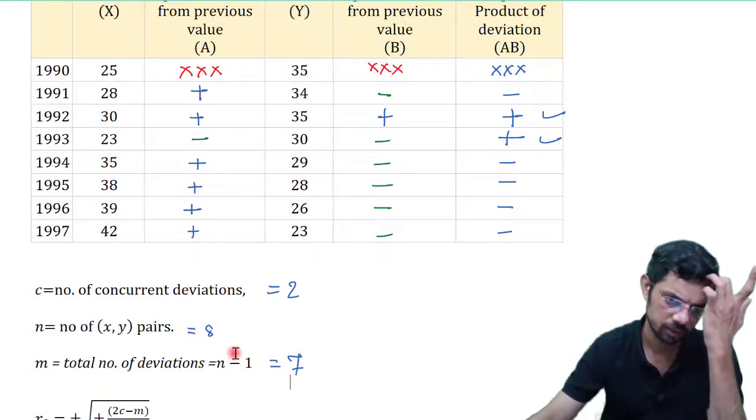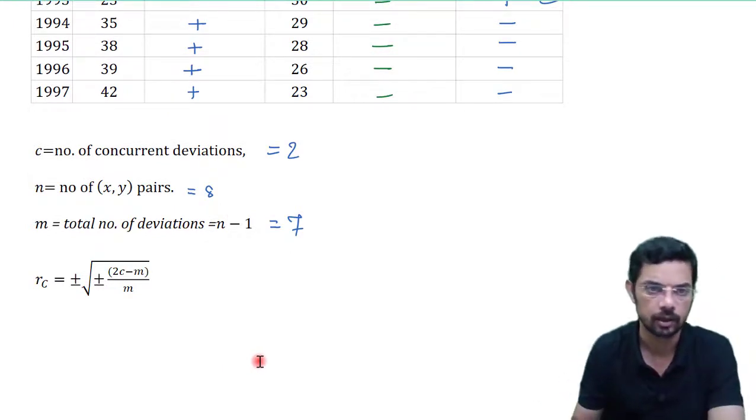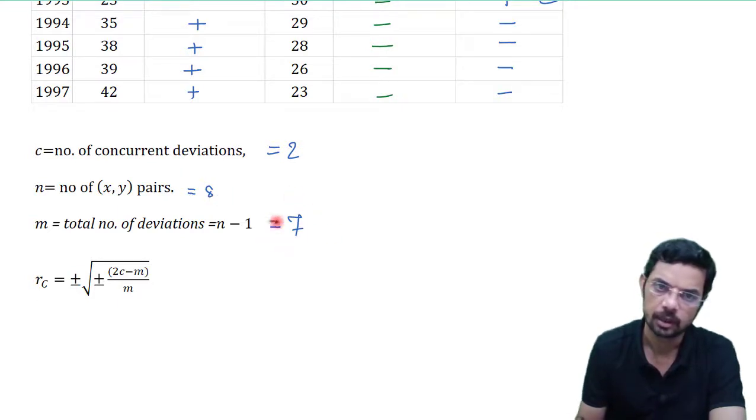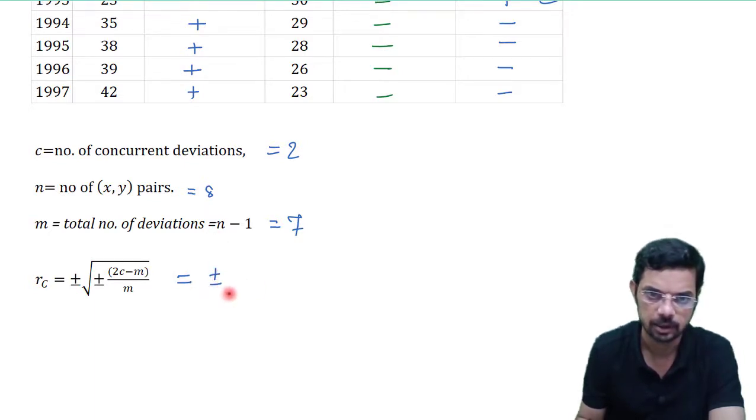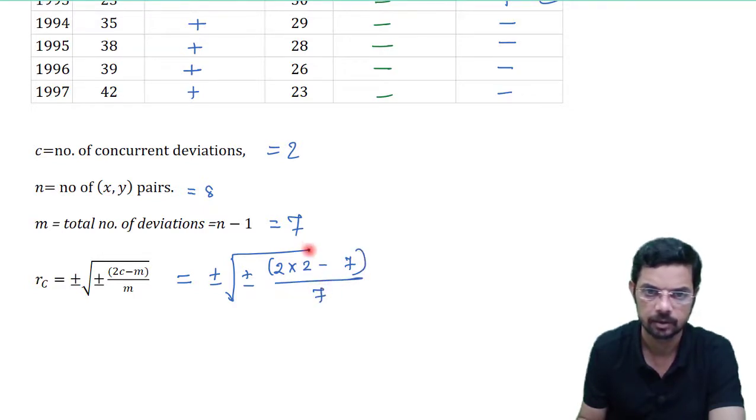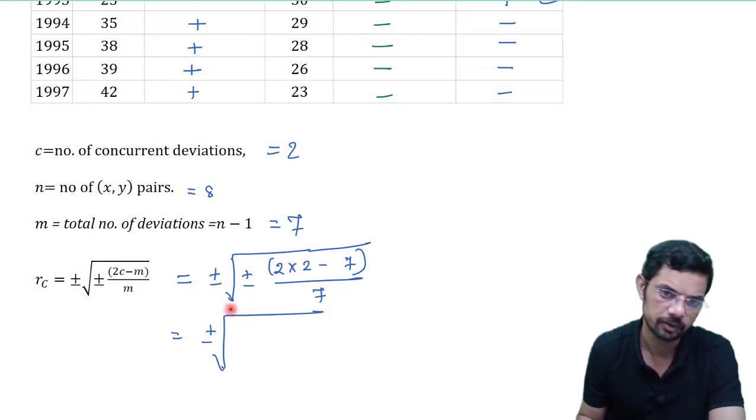Now we find 2c minus m. We put everything into this formula. We have found out the number of positive signs and number of deviations also, so we shall put all values into the formula. So it is plus or minus square root of plus or minus, 2 into c, c is also 2, 2 into 2 minus m, m is equal to 7, divided by 7. So this will be equal to plus or minus square root of 4 minus 7, divided by 7.